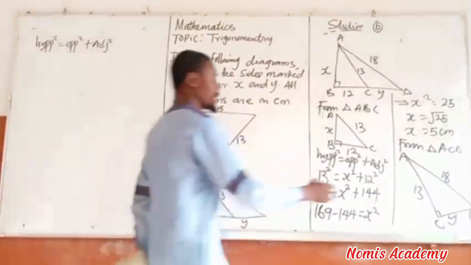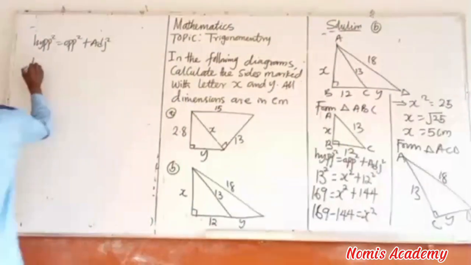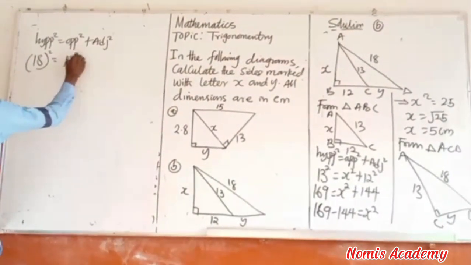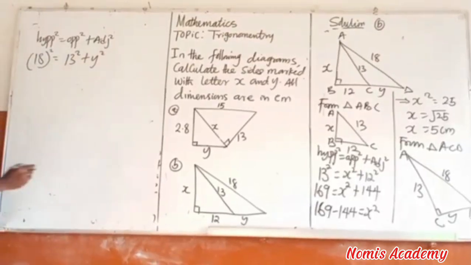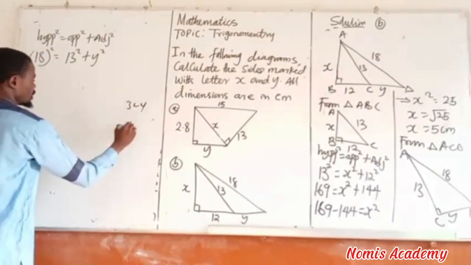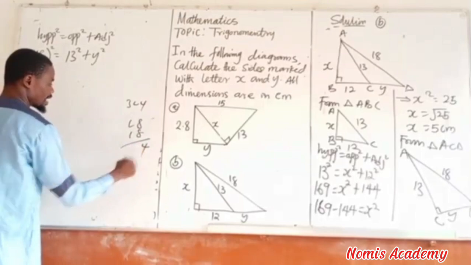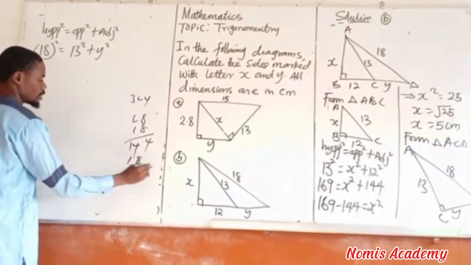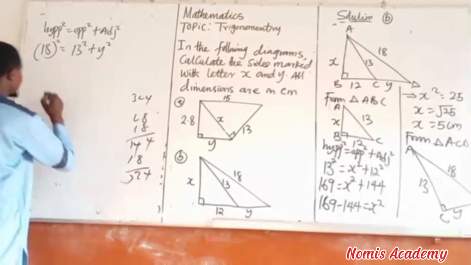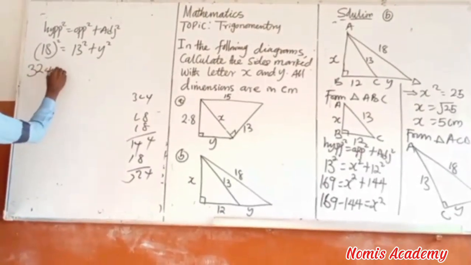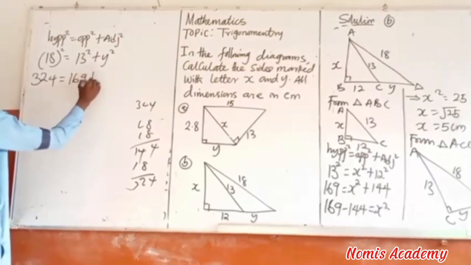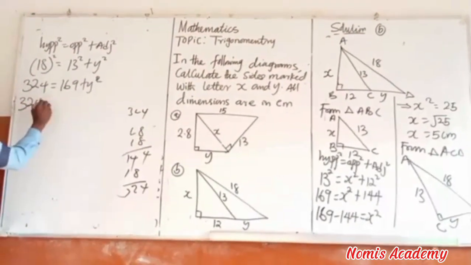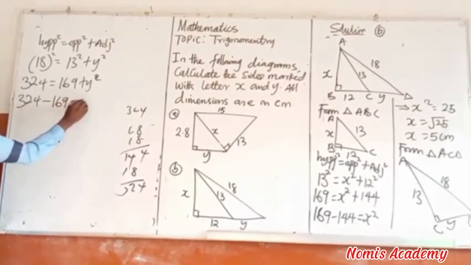Hypotenuse here is now 18. 18 squared is equal to opposite, which is 13, so 13 squared plus y squared. 18 times 18 is 324. Let's check it. Here is 64, write 4, carry 6. Here is 8 plus 6, we have 14. Here is 8, here is 1, 4, 2, 3, 24. It's very right. 324 is equal to 13 times 13, which is 169, plus y squared. Which implies that we have 324. If this one crosses the equal sign, we have 169 is equal to y squared.